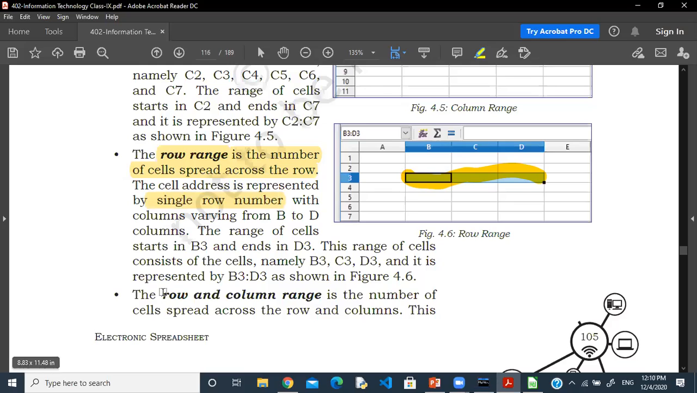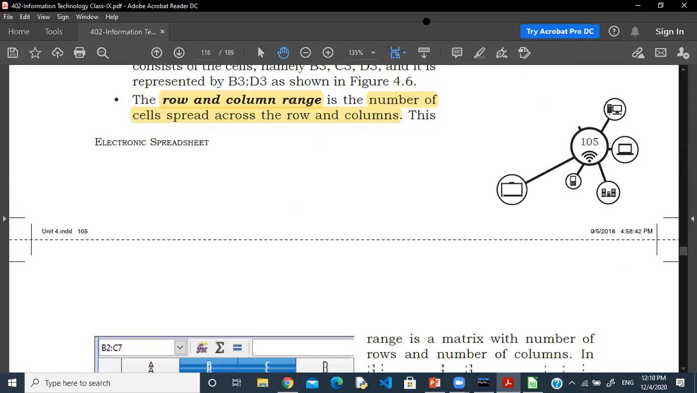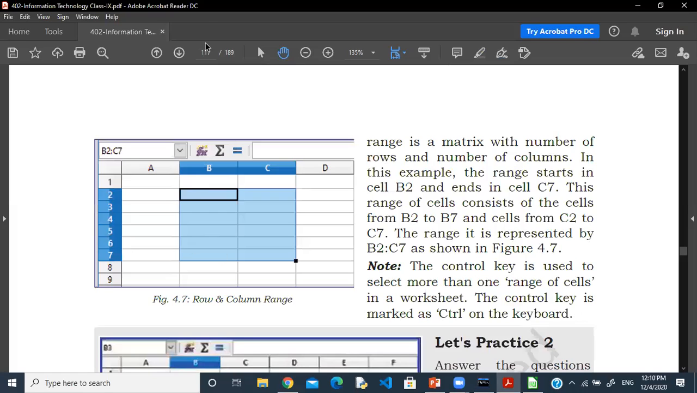Okay, and there is one more. This is called the row and column range. What is the meaning of the row and column range? It means the number of cells spread across rows and columns, in this way. Look at this. This is also known as a matrix, a range with a number of rows and columns. And how do we write the cell address? I told you, just write the first cell address and the last cell address. This way we write the range address.